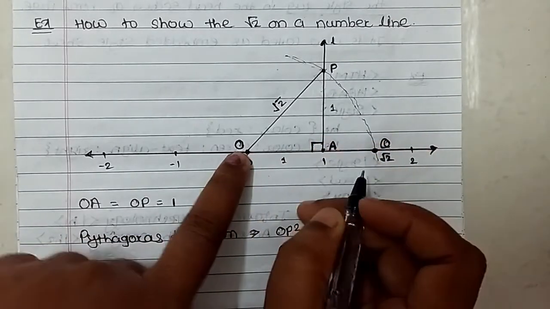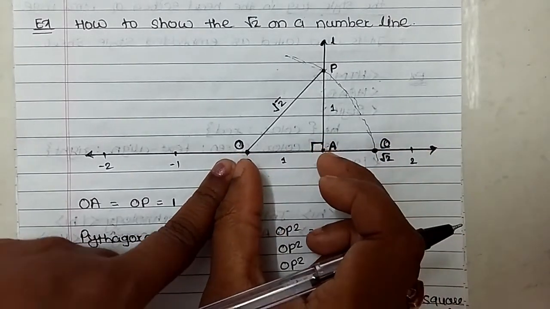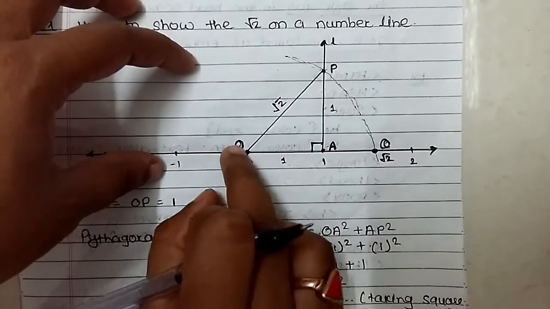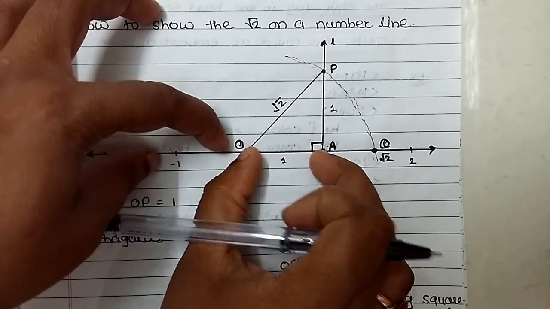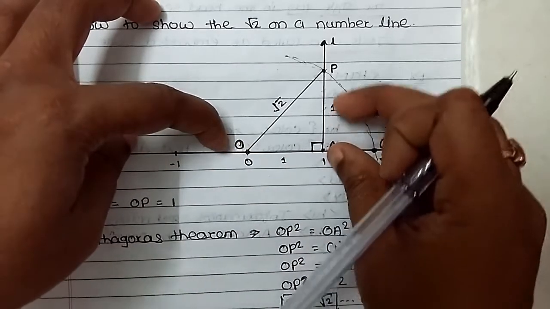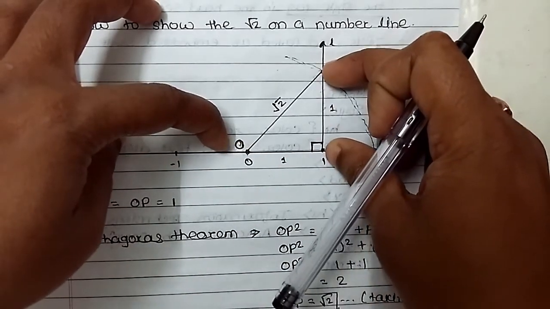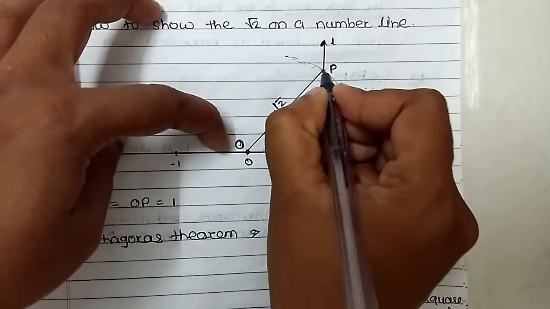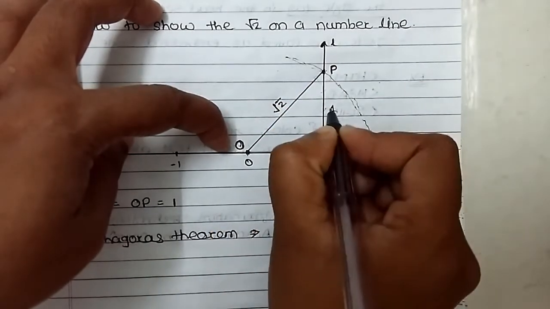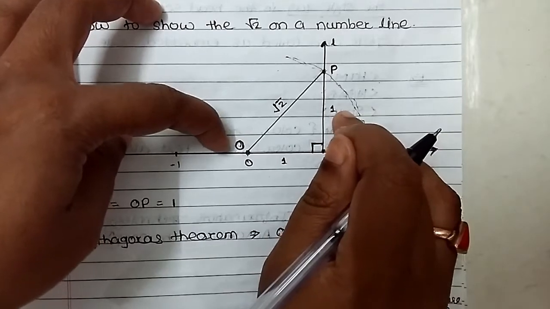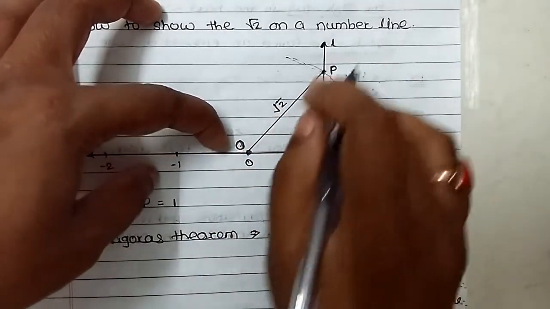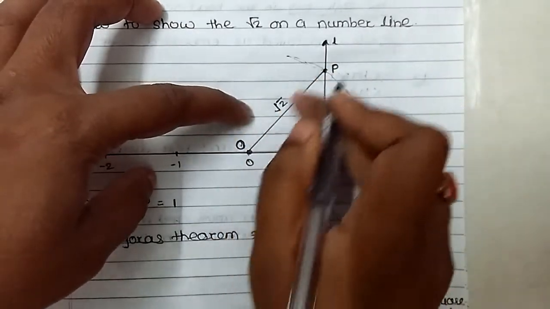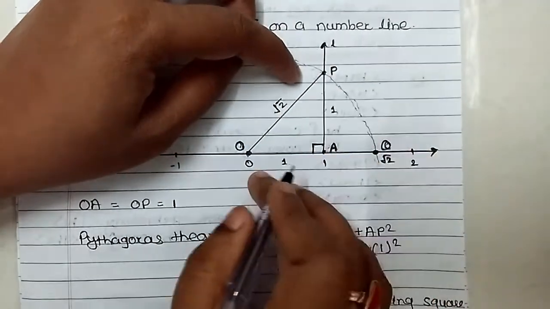Next, take the distance OA. Measure the distance with your scale. Take this distance and mark the same distance on that perpendicular line. Mark the point. Suppose this one is 1 centimeter, then this one is also 1 centimeter. Okay, this one clear? Then you have to join this point and this point. Clear? So this forms one right angle triangle.